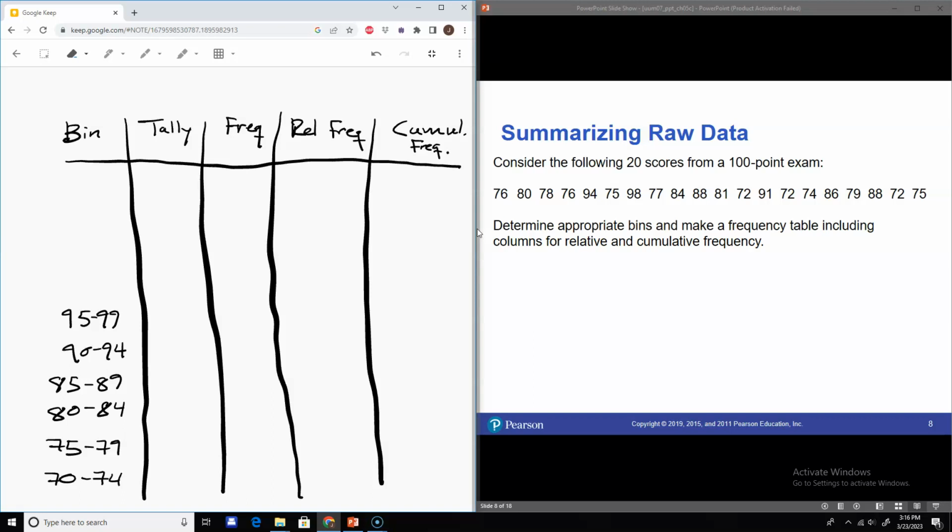So 76 falls in this category. 80 falls in this category. 78 falls in this category. 76 falls in the same category. 94 is in the second category. 75 again is in this category. 98 is in the top. 77 again right here, so we're at 5. 84 is going to be here. 88, one above it. 81 down here. 72 at the bottom. 91 here. 72 again at the bottom.